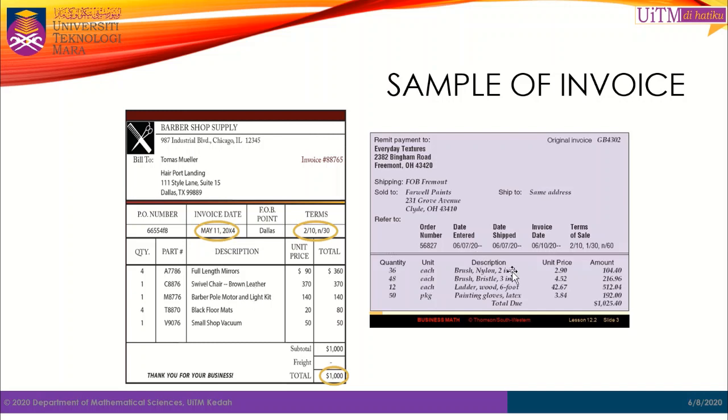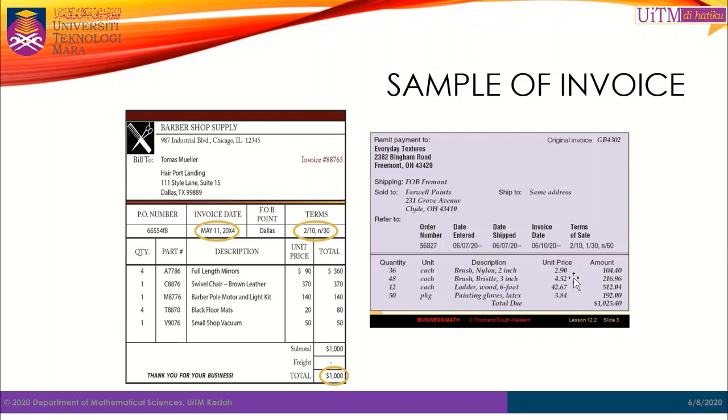On the right-hand side, you have another example from Everyday Texture to Farewell Paints. You have the order number, the date entered, the date shipped, and then the invoice date, which is the 10th of June. Then you have the terms of sale, and here there are three terms: 2/10, 1/30, and N/60.